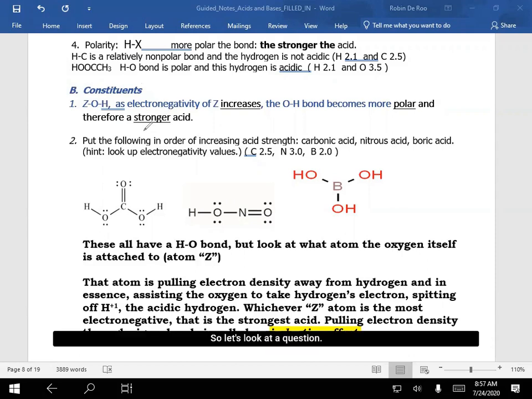So let's look at a question. The question is asking us to put these acids in order of increasing acid strength. So that means that we want to have the weakest first and then the strongest. So let's look at the acidic hydrogen. So this would be an acidic hydrogen here. And then this is our acidic hydrogen here. And then we'll just pick one of these.